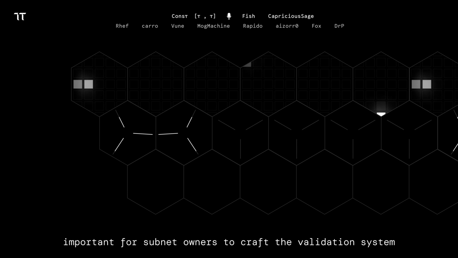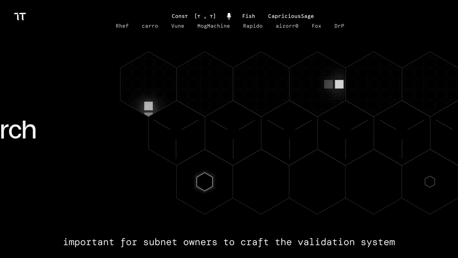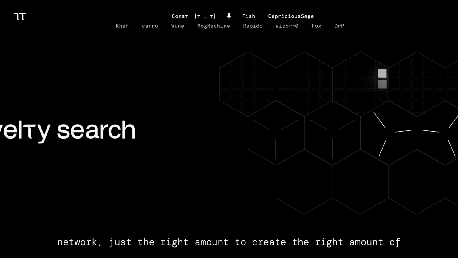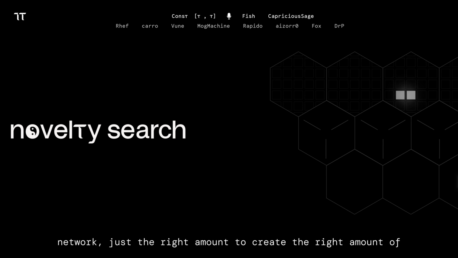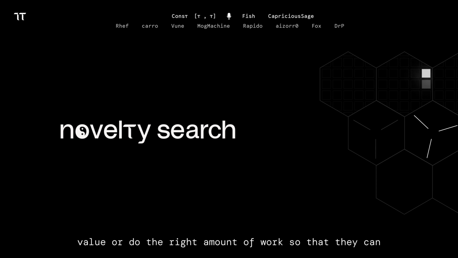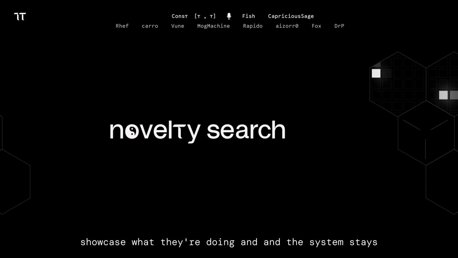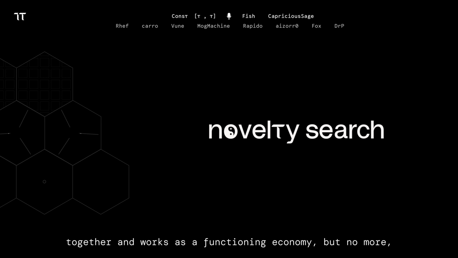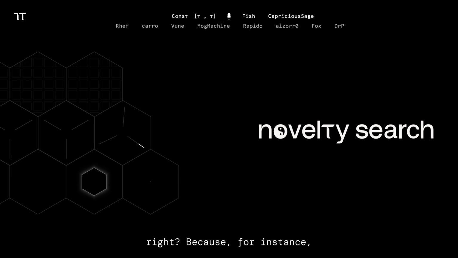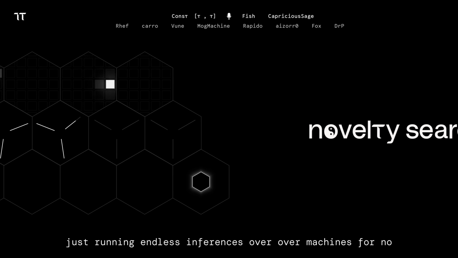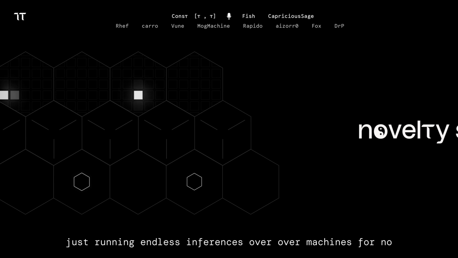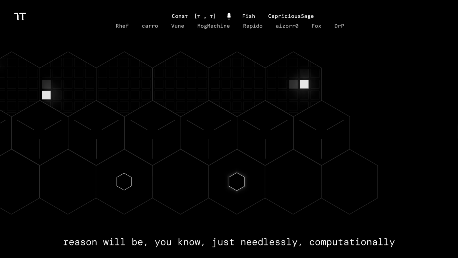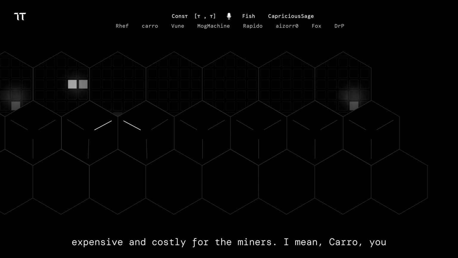So it'll be very important for subnet owners to craft the validation system so that it's not overly expensive on behalf of their network. Just the right amount to create the right amount of value or do the right amount of work so that they can showcase what they're doing and the system stays together and works as a functioning economy, but no more, right? Because, for instance, just running endless inferences over machines for no reason will be needlessly computationally expensive and costly for the miners.